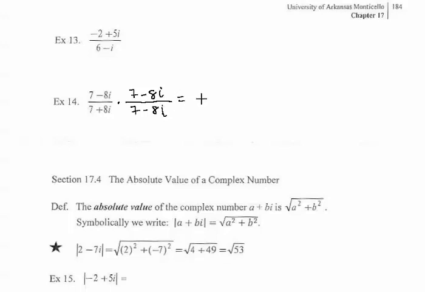Alright, the bottom is easy to work out. We have a complex number by its conjugate, so we just take the numbers and we square them and add them. A 7 and an 8, square them and add them. That gives us a 49 plus a 64 as our denominator.